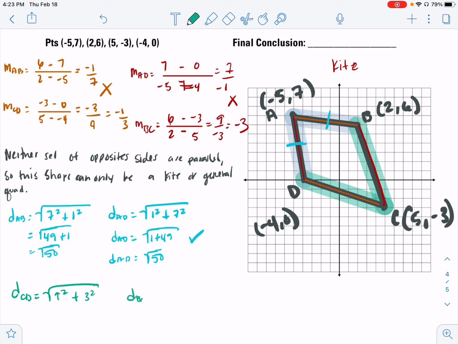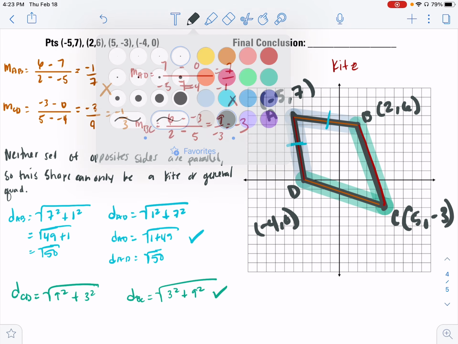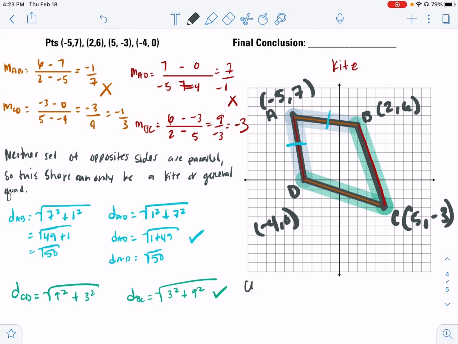So now I'm going to try between B and C. So my change in x here is from 2 to 5, well that's 3. My change in y is from 6 to -3, well that's 9. Notice that 3 squared, 9 squared, 3 squared, 9 squared, those are the same. So we could actually say consecutive sides are congruent. Therefore, this is a kite.